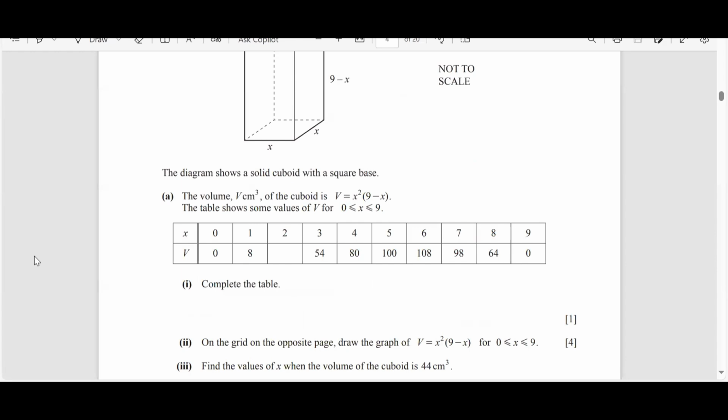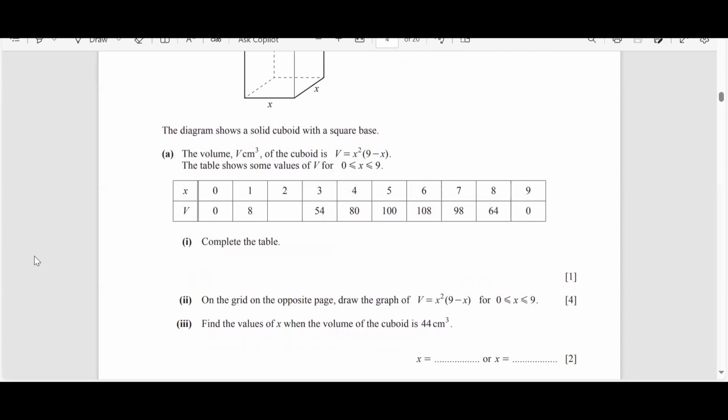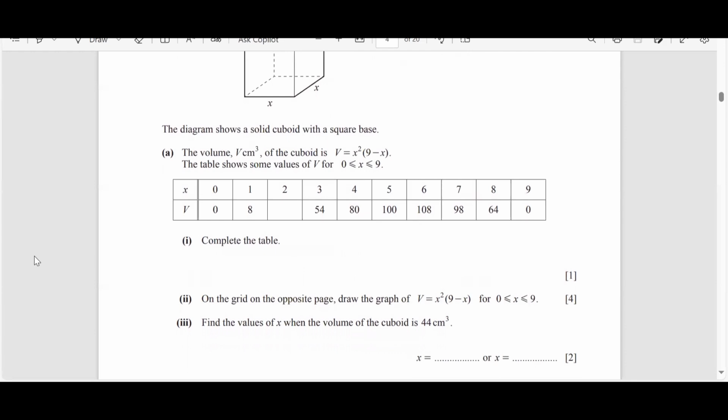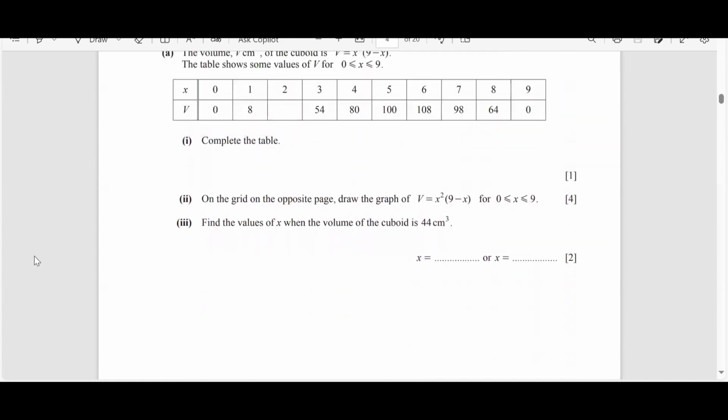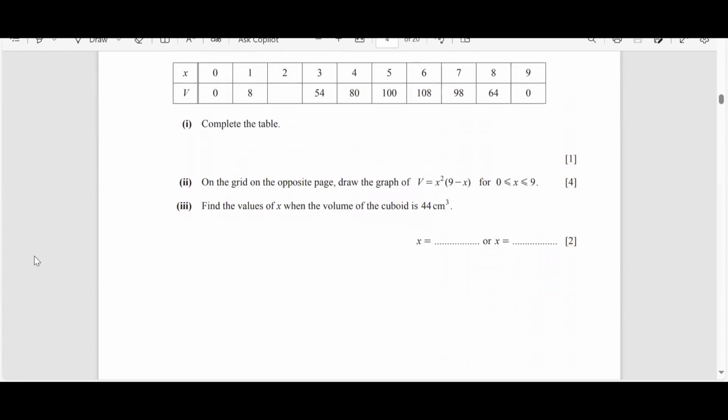On the grid on the opposite page, draw the graph of V is equal to x square into 9 minus x for x greater than or equal to 0 and x less than or equal to 9. So a grid is given here. We just have to plot these values on that particular grid. So let's plot the values here. The first point is 0, 0. 0, 0 will be over here. And then the next point is 1, 8. 1, 8 means 1 on the x and 8 will be somewhere over here.